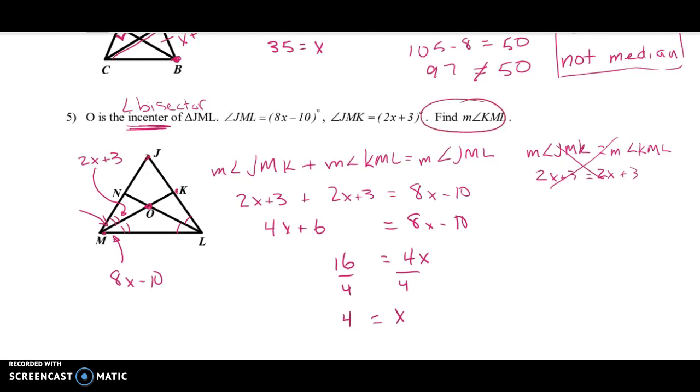We do know that the measure of KML and JMK are the same. We know that the measure of JMK is 2x plus 3. We know that this equals the same thing as KML, the other little piece of that big angle. So we can substitute in 2 times 4 plus 3. So that's going to be 11.